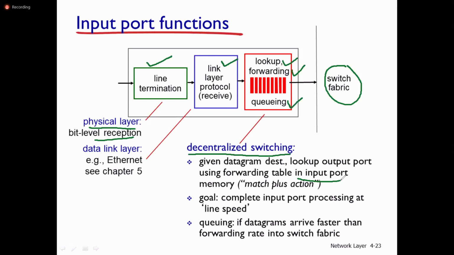The output is the same as the line speed. Queuing takes place. If datagrams arrive at a rate faster than the switch fabric rate, there is definitely a possibility of queuing at the router side, if the incoming data rate is more than the switch. So these are the input port functions: line termination, physical layer, link layer protocols.